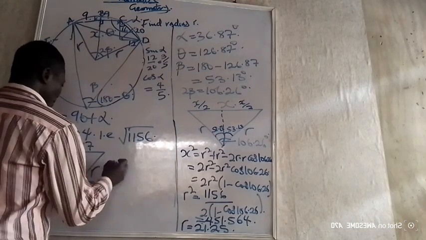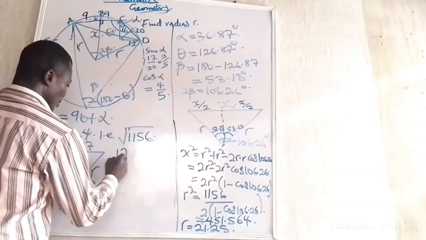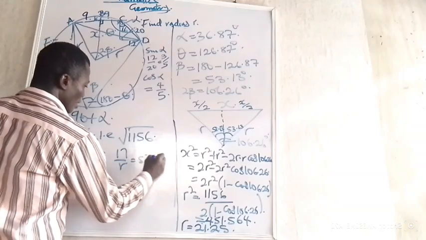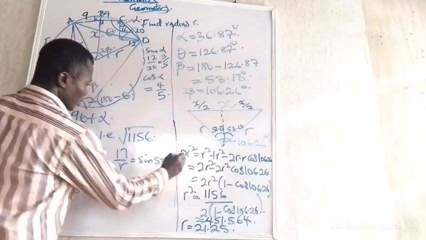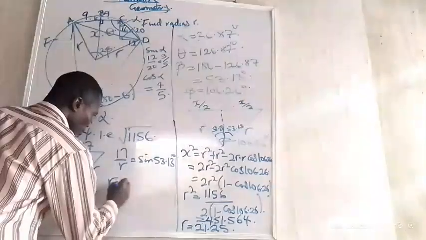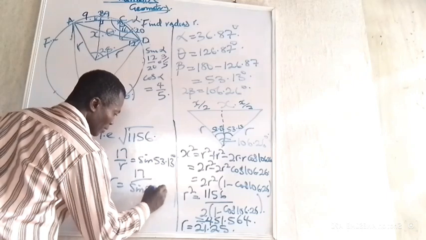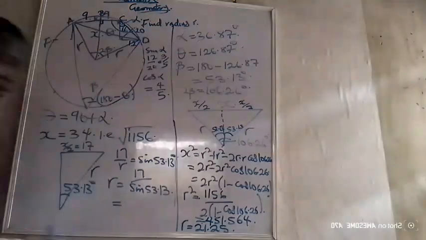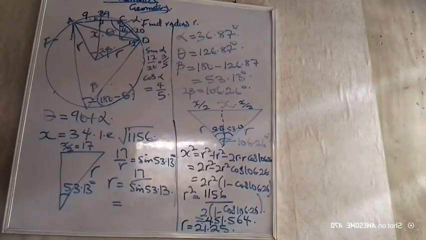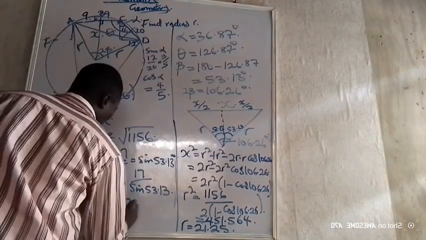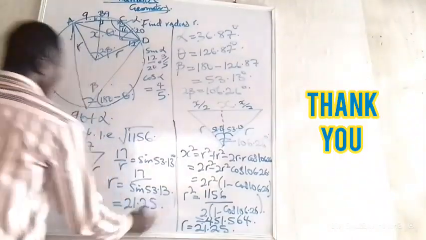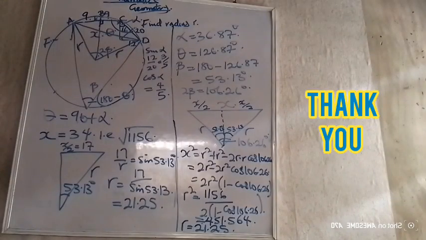Therefore, we can say that 17 over R is sine 53.13 degrees. So R will be equal to 17 divided by sine 53.13, which is equal to 21.25. So you can see we have shown like 3 or 4 ways of solving this question.